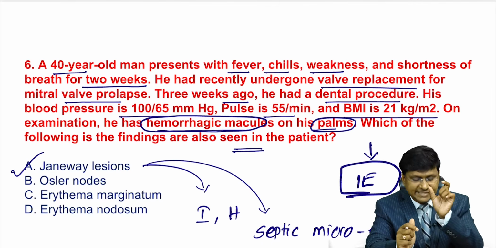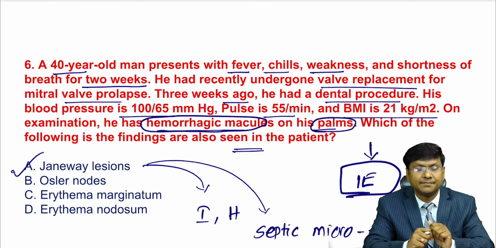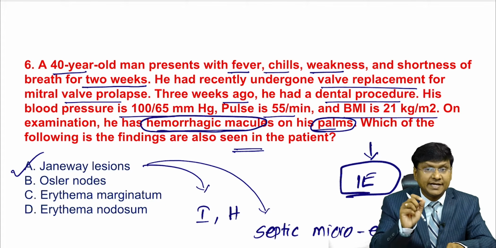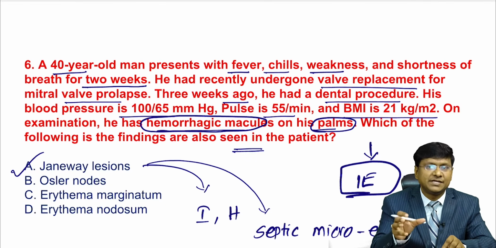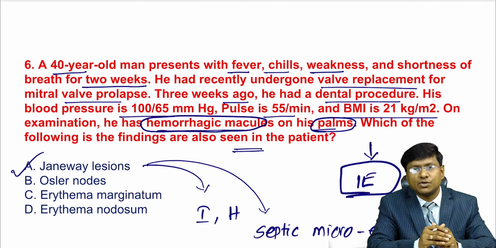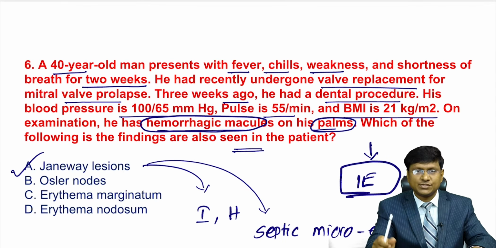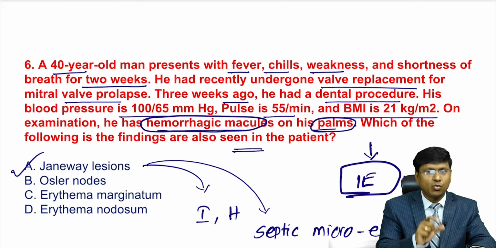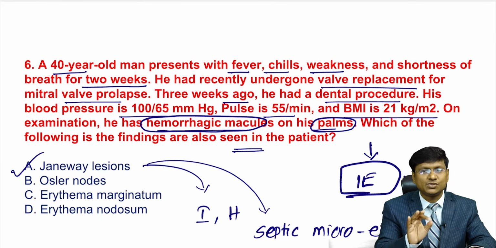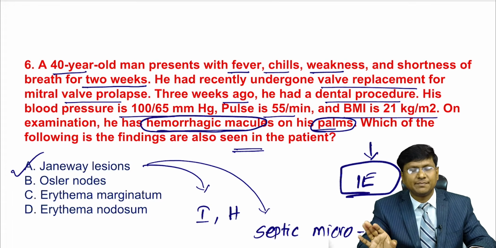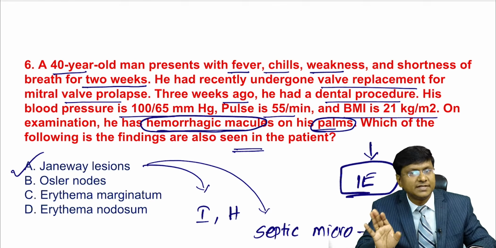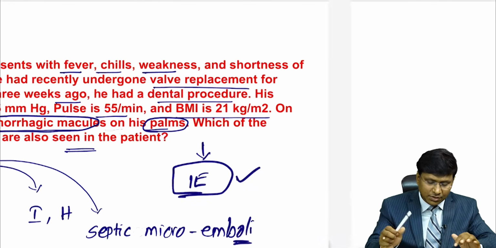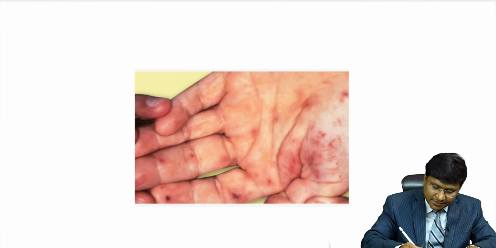And if you take a Janeway lesion, what will be there histologically? Histologically, it consists of microabscesses in the dermis with thrombosis of the small vessels without vasculitis. Now, how do these Janeway lesions appear? So this will be the Janeway lesions.